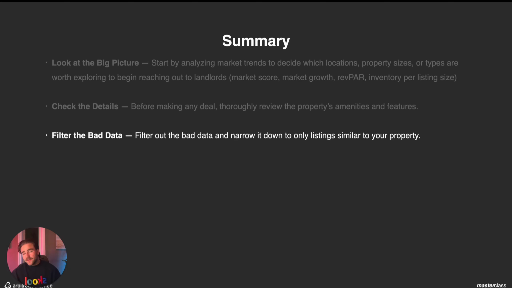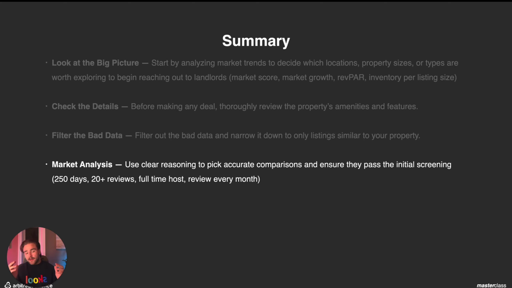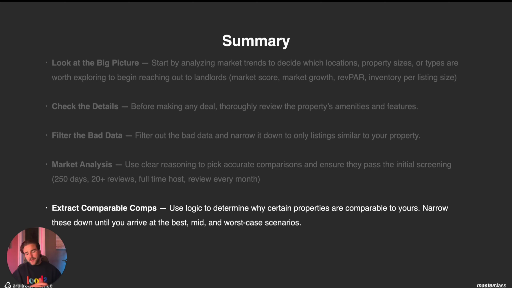So if you have 2 bedrooms, you're going to look at properties with 1 to 2 bedrooms. If you have 5 or 6 bedrooms, you're going to look at other large houses. You're going to use clear reasoning to pick accurate comparisons and ensure they pass the initial screening. So they must be active for 250 days. They must have 20 plus reviews. It must be a full-time host. And there must be a review every month. You're going to use logic to determine why certain properties are comparable to yours. You're going to gain more clarity and understand where you sit in these comps. After you've done that, you're going to narrow down again and figure out which one of those few you lean the closest to and why you think that. You're going to arrive at the best, mid, and worst case scenario.